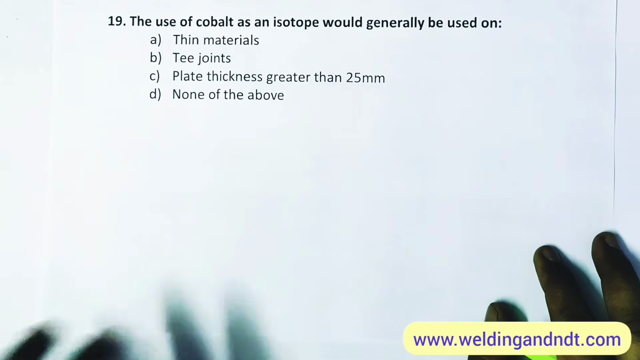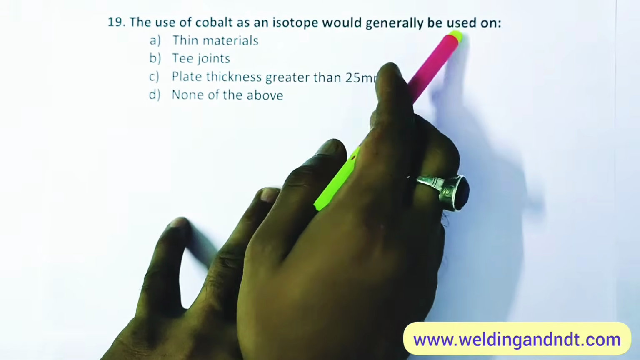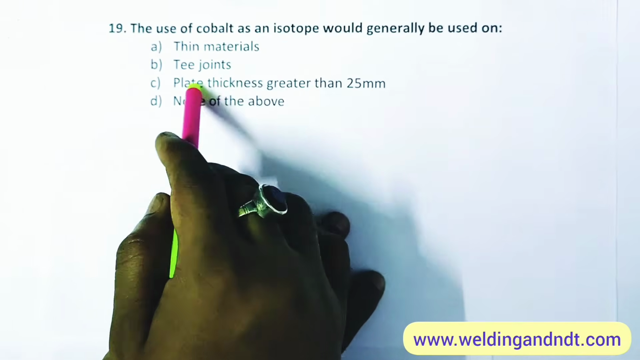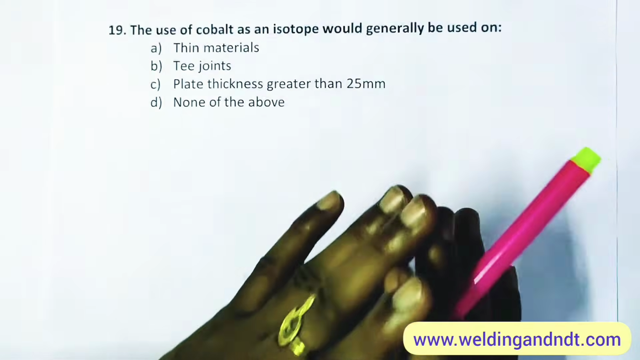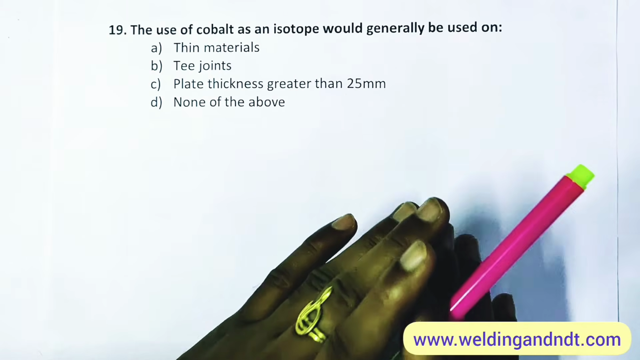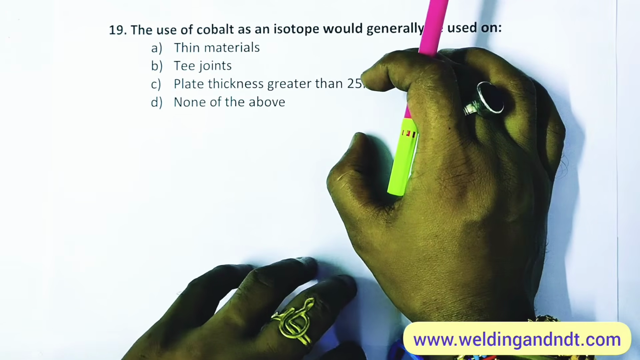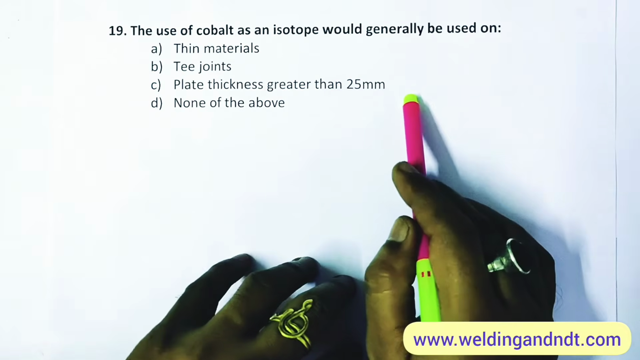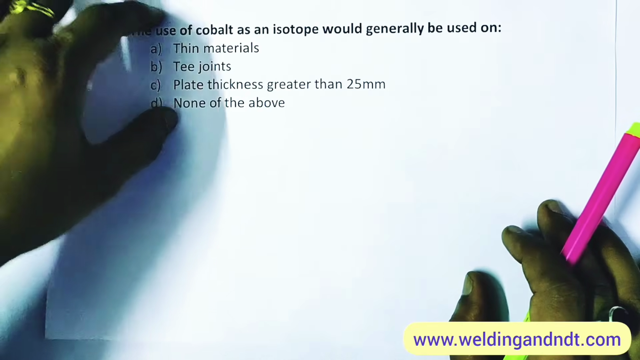Now moving to our last question. This question asks, the use of cobalt as an isotope would generally be used on thin material, T-joint, plate thickness greater than 25 mm, none of the above. I had very clearly explained when you can use cobalt 60. So I hope you will answer this question. I expect that you will write the answer in the comment box of this video. So friends, please answer this question.